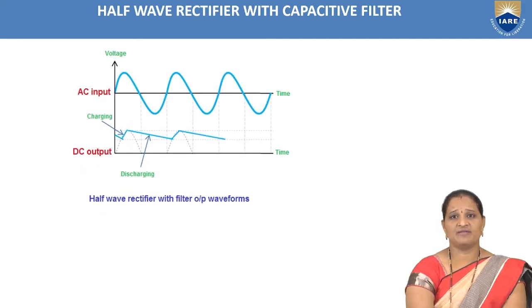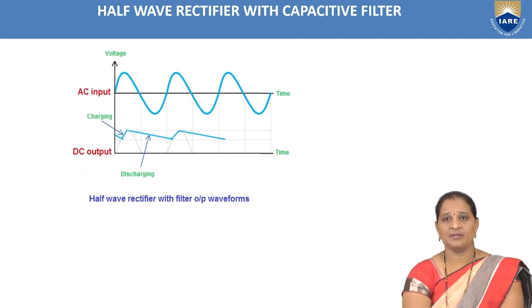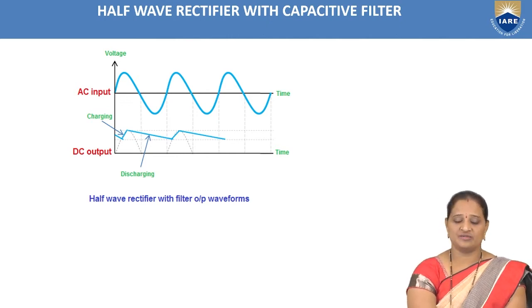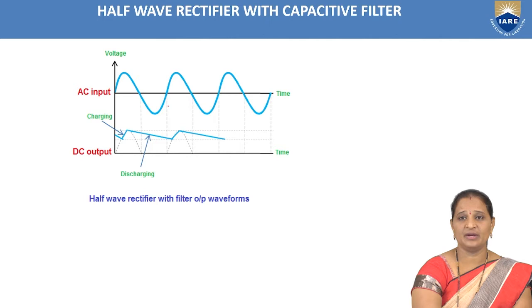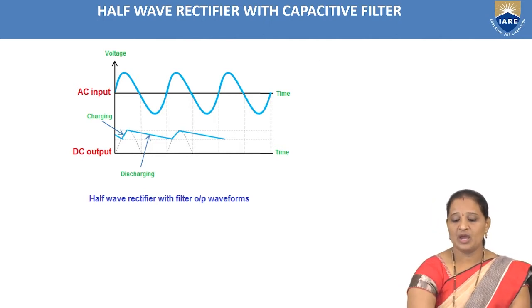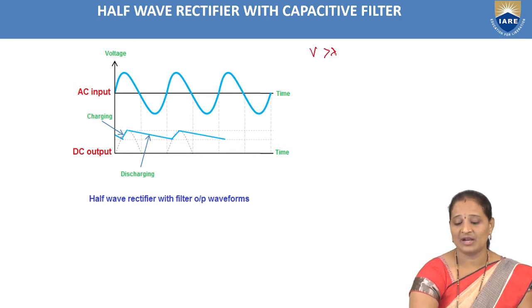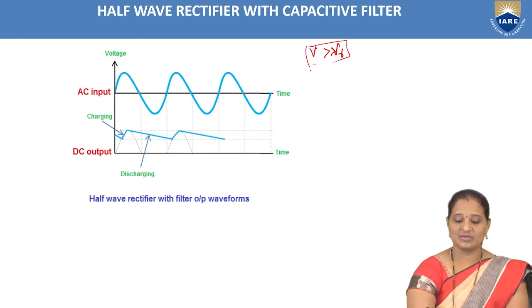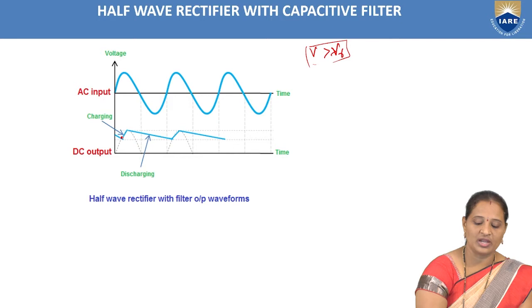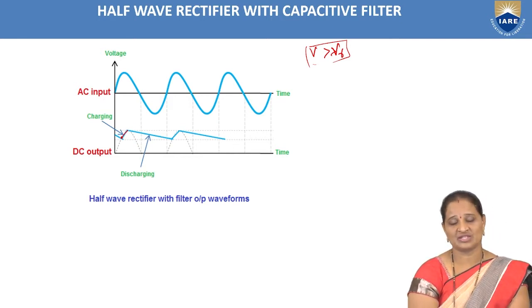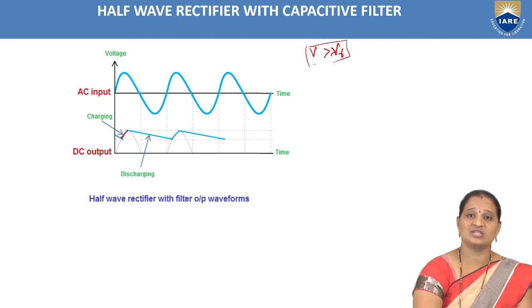So this is the output waveform of the half-wave rectifier with capacitive filter. This is the input, during the positive half cycle. Here, one thing you have to remember: whenever the applied voltage is greater than the cut-in voltage, only then does the diode start conducting. So after V gamma only, the diode starts conducting, and hence there will be a current flow through the capacitance, and hence the capacitance starts charging.